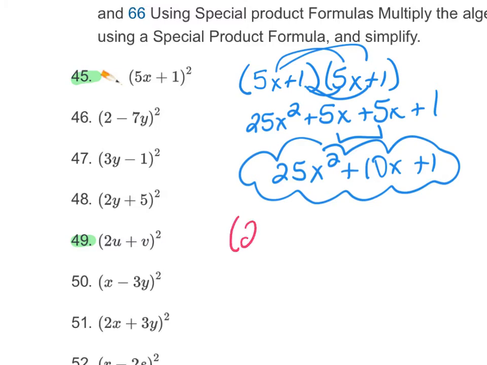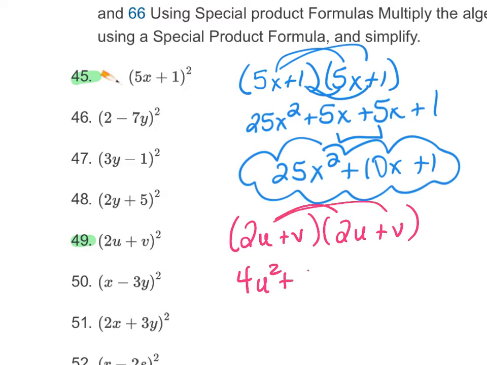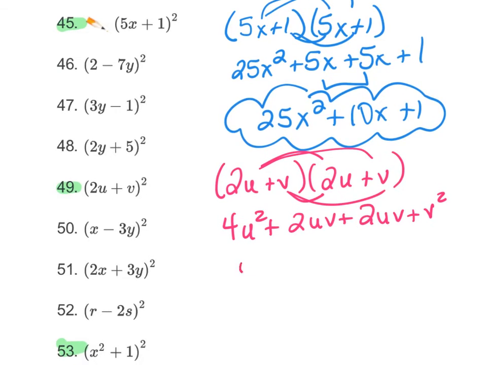49, exact same thing. 2u plus v times 2u plus v. I'm going to do my best with my handwriting here. 2 times 2 is going to give me 4u squared plus 2u times v is 2uv. 2v times 2u is 2uv. And v times v is v squared. Again, same thing. We're going to combine like terms in the middle. So 4u squared plus 4uv plus v squared.